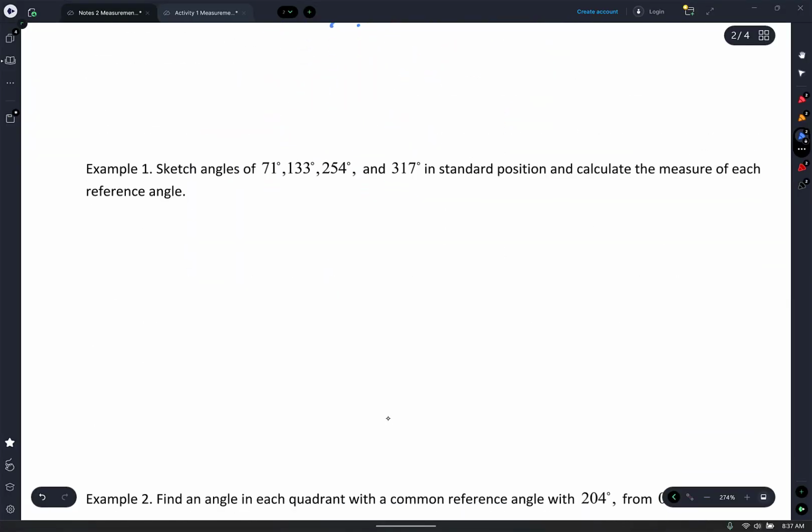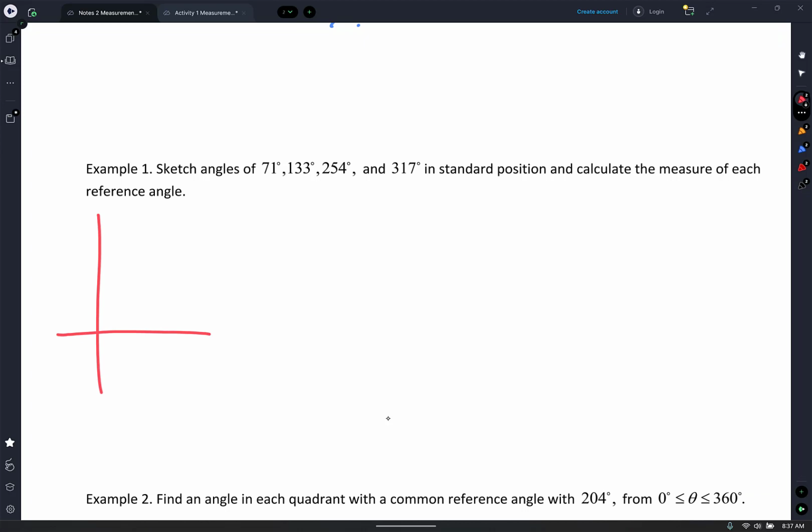It says sketch an angle in 71 degrees, 133, 254, and 317 in standard position, and calculate the measure of each reference angle. So 71 degrees, what quadrant are you in? Quadrant 1. You always start on the positive x-axis. So 71 degrees is like right here. Theta equals 71 degrees. And the reference angle in quadrant 1 is always itself. So I'm going to label theta r, that stands for reference, and it's also 71 degrees because it is already acute. Does that make sense, guys?